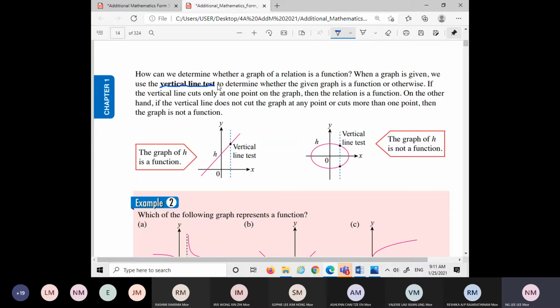Okay, this test, we call it the vertical line test. We want to see whether the relation given is a function or not. If the vertical line that you draw cuts the graph at more than one point, then this is not a function. If it only cuts one point, then this is a function. So you have to assume this is extended to infinity.